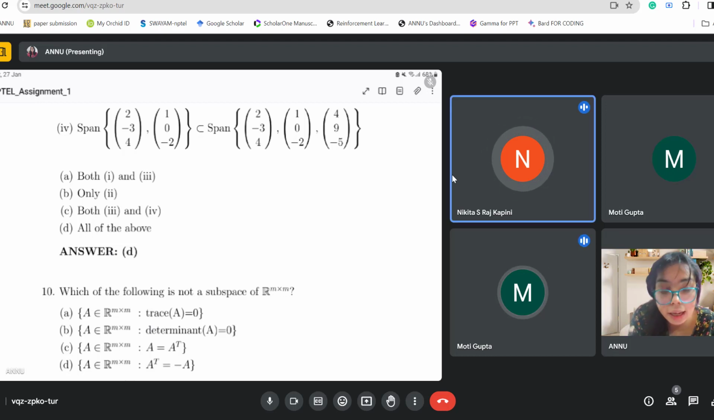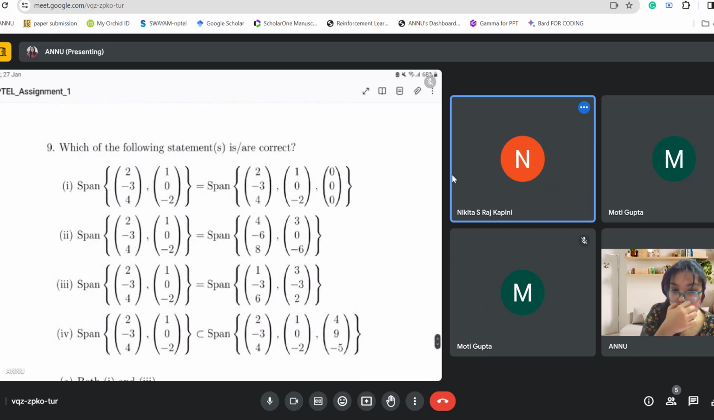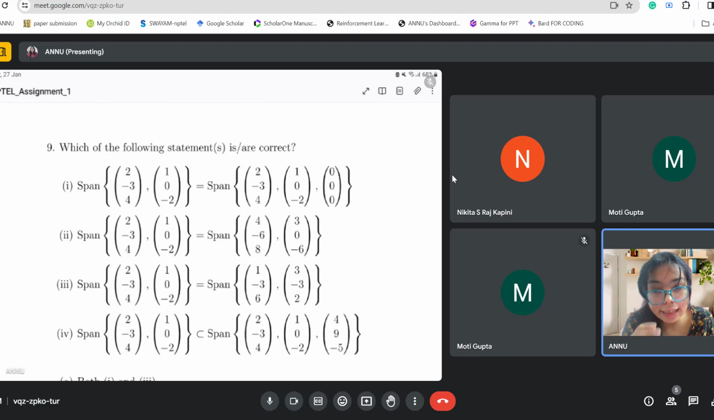Ma'am, just a second. Can you scroll up to the ninth question? In this, basically, you have to check for any number of alpha and beta, the linear combination. For example, if you go with the first option, then the linear combination of the first span is equal to the linear combination of this one. Obviously, this is 0, 0, 0.